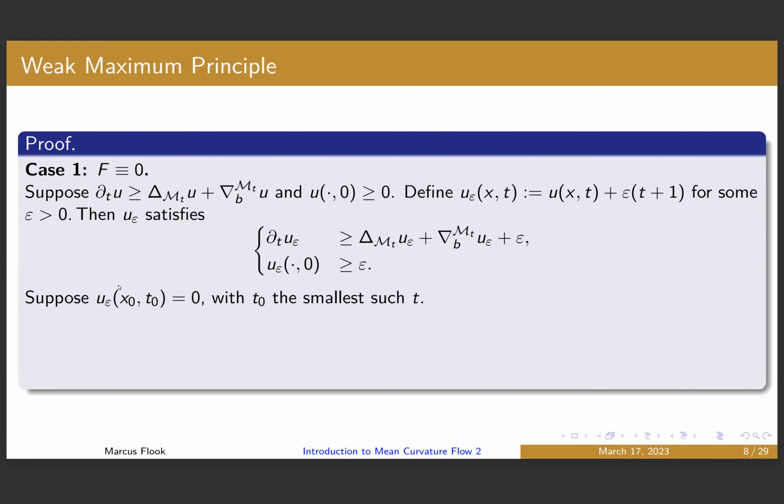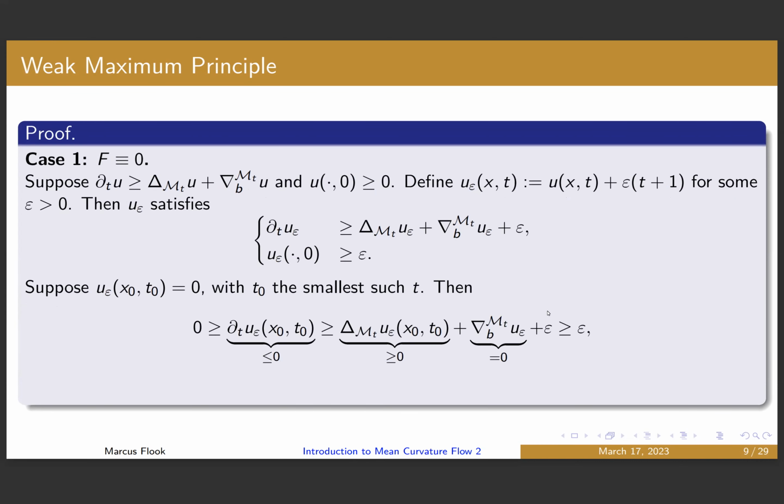Now, suppose that we have some first time where u epsilon is equal to 0. So for the smallest such t, first time that this is becoming equal to 0. Well, in this case, it's still satisfying this PDE, so we can write out this expression. What we should notice, though, is that at this time, the time derivative at this point is going to be less than or equal to 0. Spatial derivative is going to be equal to 0 here, and we have the Laplace-Beltrami is going to be bigger than or equal to 0.